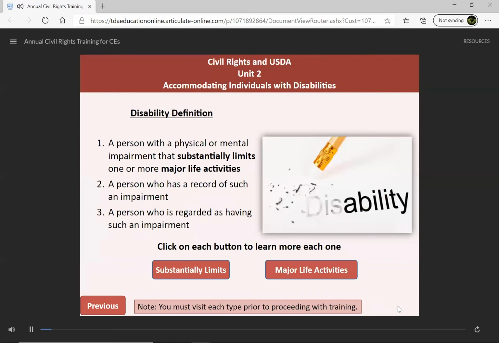Next. Another element you need to understand is providing for reasonable accommodation for disabled persons. Let's start with the definition of a disability. A person with a physical or mental impairment that substantially limits one or more major life activities. A person who has a record of such an impairment. And a person who is regarded as having such an impairment. Click on the 2 items below to learn more about the terms substantially limits and major life activities.